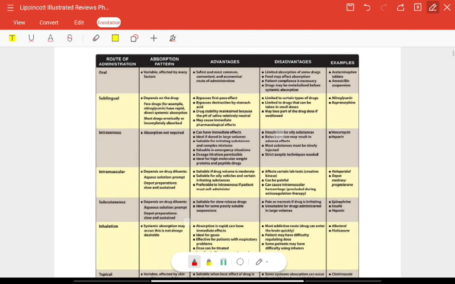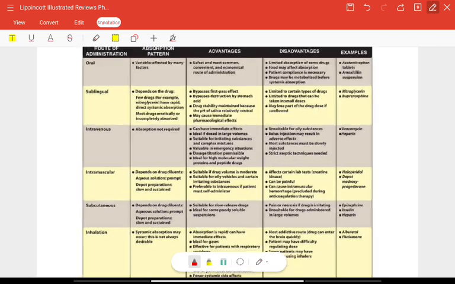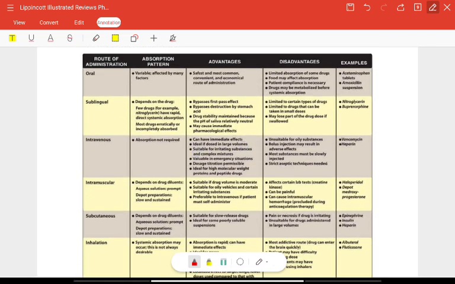Now, this is a table for all the routes of administration. We have gone through their absorption pattern, advantages, disadvantages, and examples.